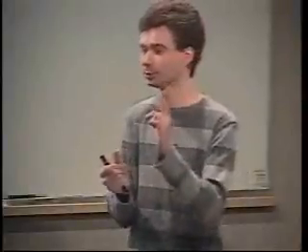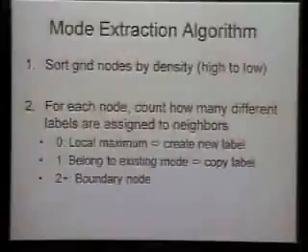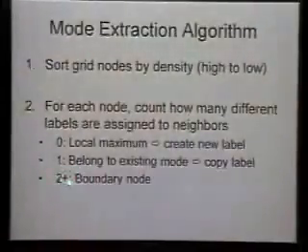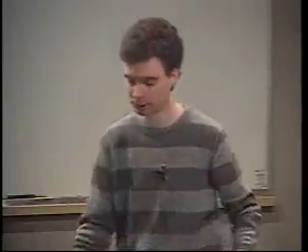If there's only one label, we are sure that going up will always end up in this label, so we copy this label. And if there's two or more labels, we know that we are at a boundary between two modes, so we put this special marker. And that's it. That's a very simple algorithm that sorts the nodes and counts how many labels are around. So that's very simple to implement and very efficient.